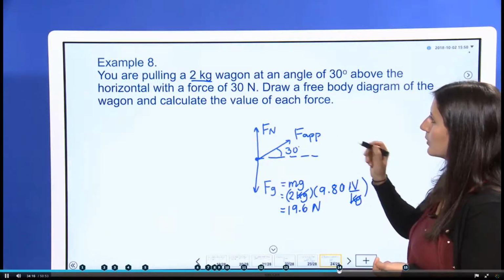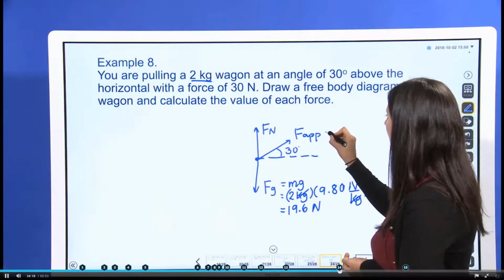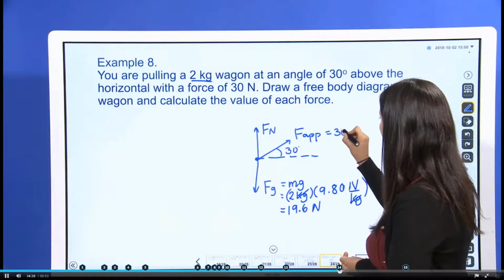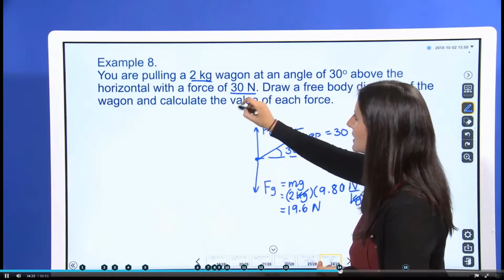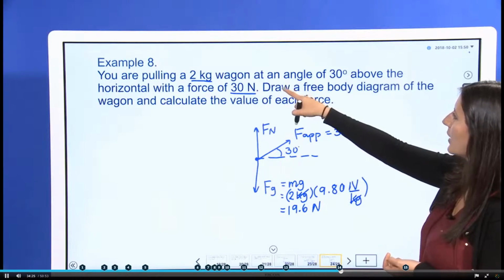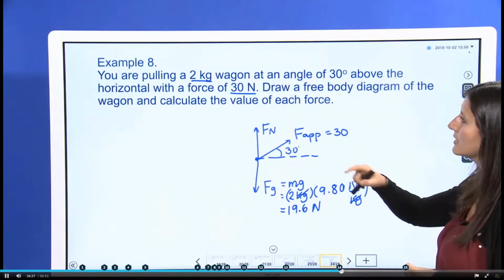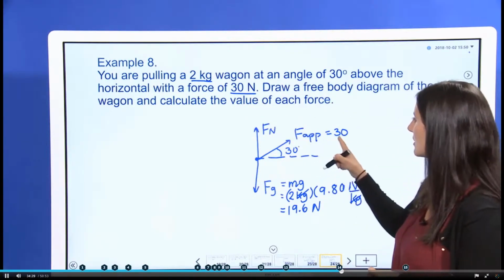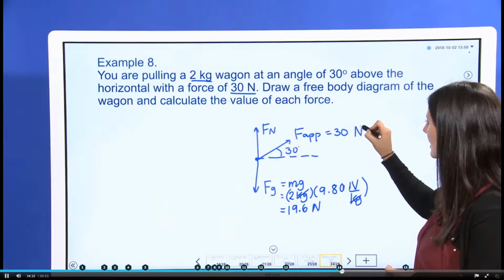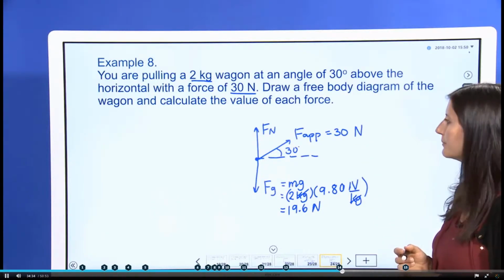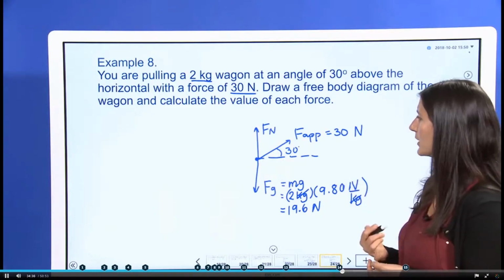My F applied, the question tells me my F applied is 30 newtons. Okay, so that's right here. It tells me I'm pulling the wagon at an angle of 30 degrees with a force of 30 newtons. So this is my force applied, 30 newtons. Okay. And then I have a normal force.